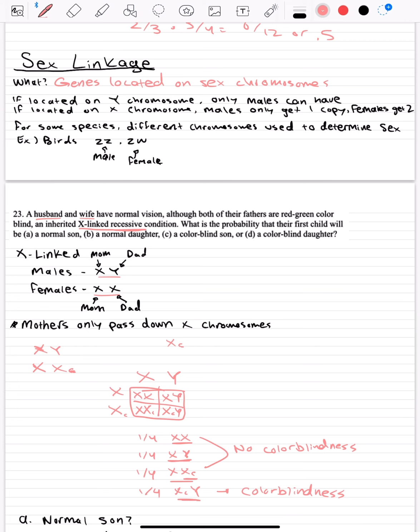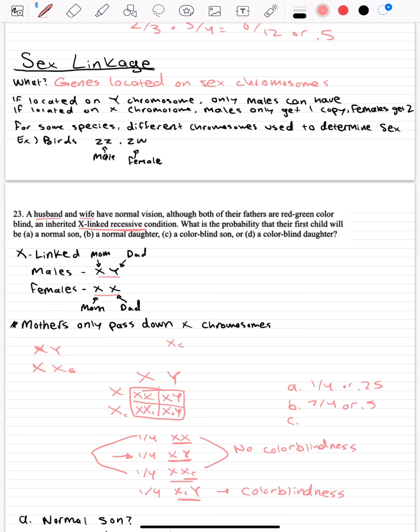So what's the probability of having a normal son? We see that there's a 1/4 probability or ratio of having a normal son, so it'd be 1 out of 4, or 0.25. Having a normal daughter: here we have two individuals that are females, that are daughters, with normal vision. Granted, one of them is a carrier, yet she still has normal vision. So that'd be 2 out of 4, or 0.5.